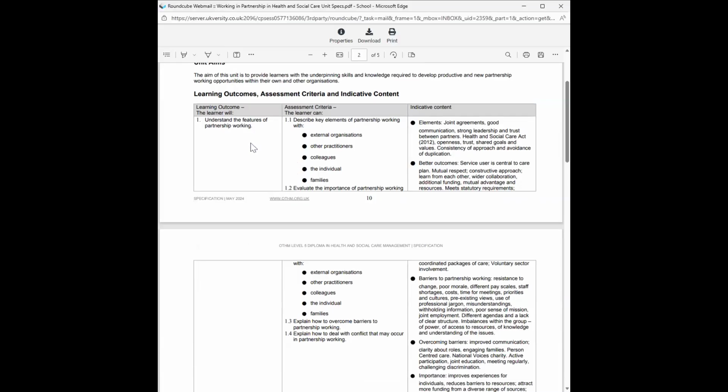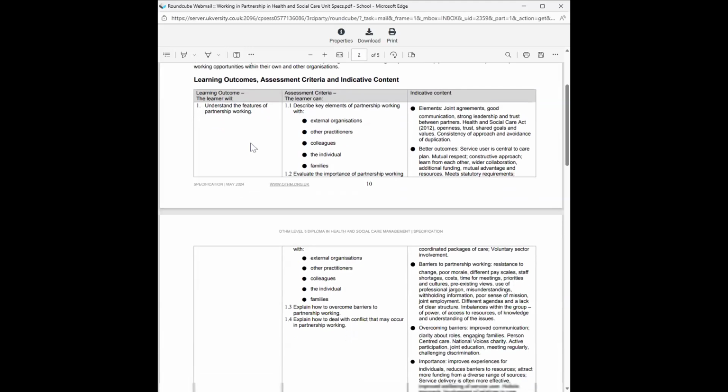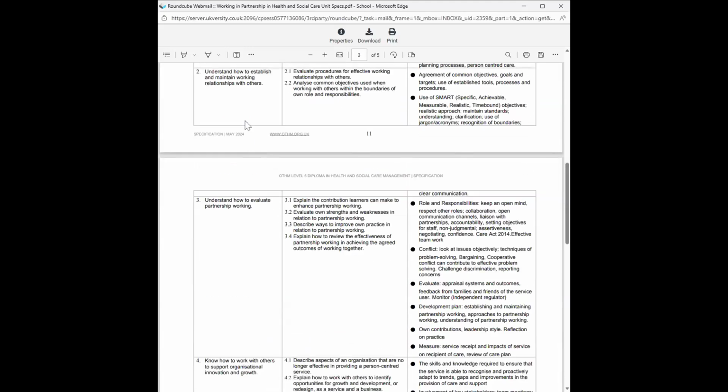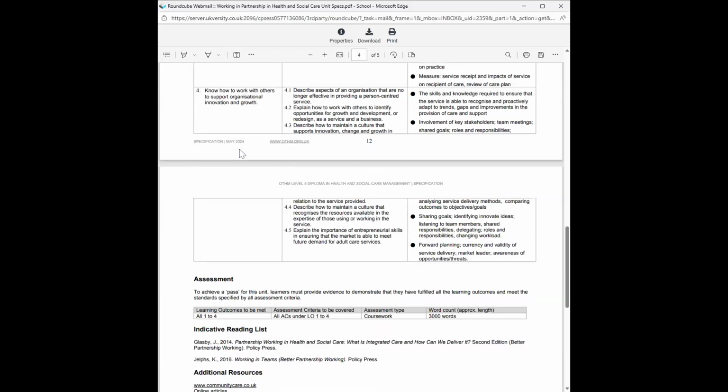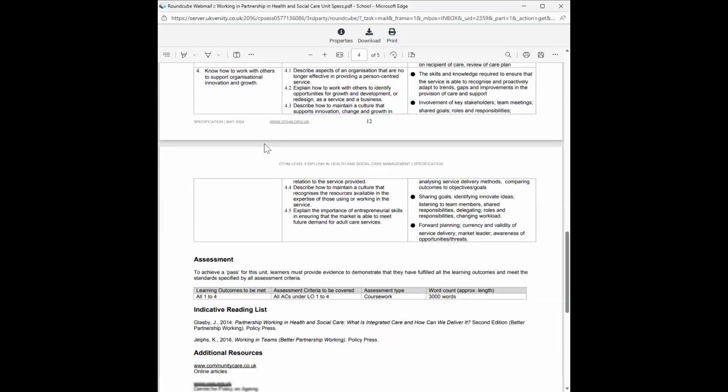The first learning outcome is to understand the features of partnership working. The second is to understand how to establish and maintain working relationships with others. Thirdly, to understand how to evaluate partnership working. And fourthly, to know how to work with others and support organizational innovation and growth.